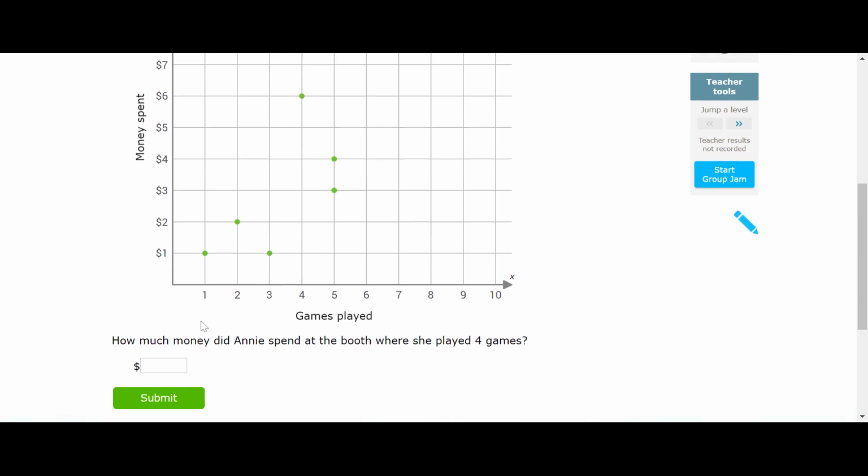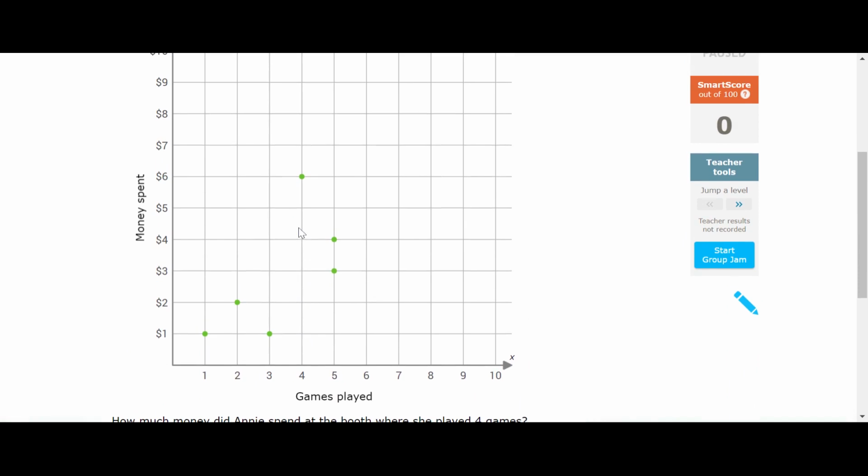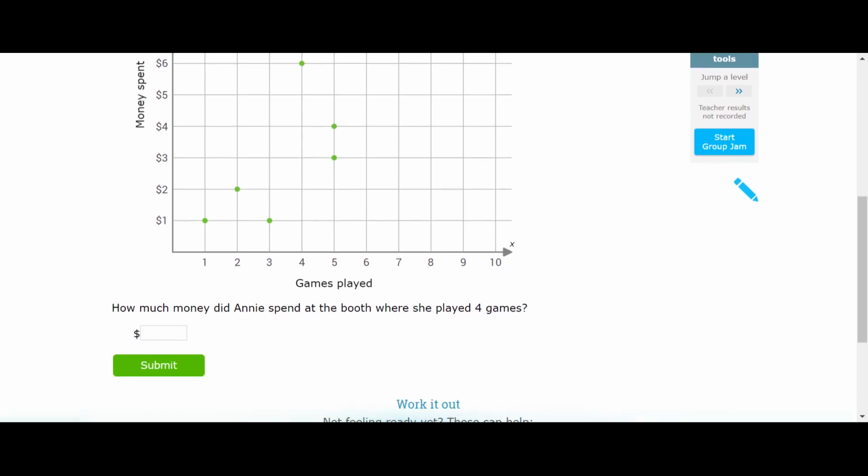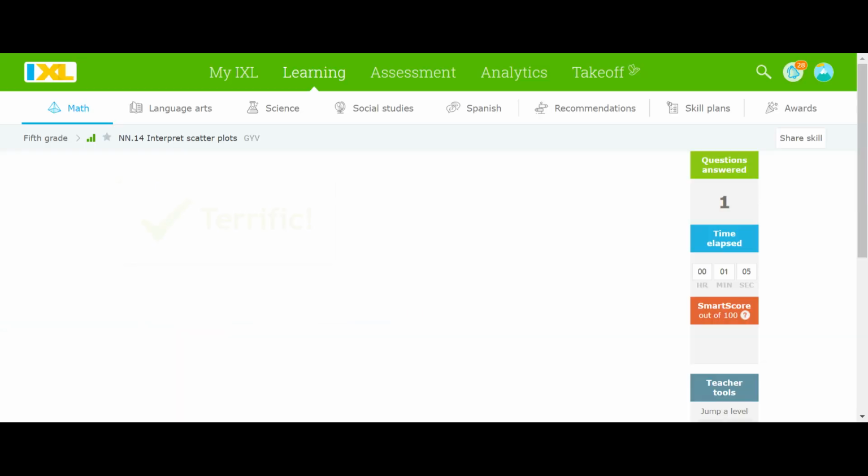So down here, I see it tells me how many games she played. This one says she played 4 games. So how much money? I'm literally just following this line to see where I come in contact with how much money she spent, and I see that she spent $6. So here, I would just type in 6 and then submit.